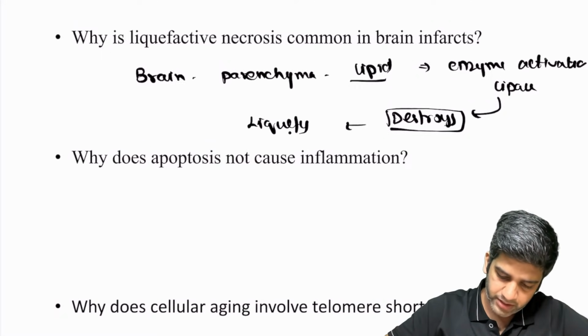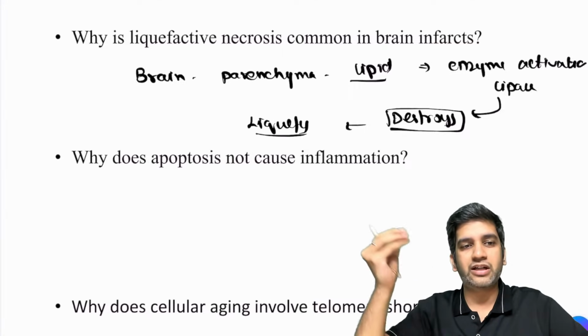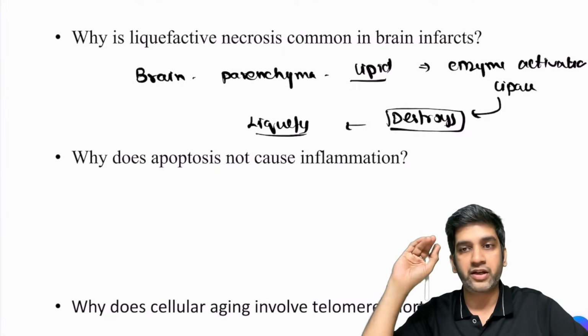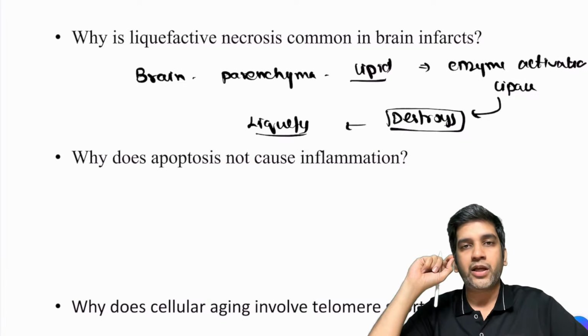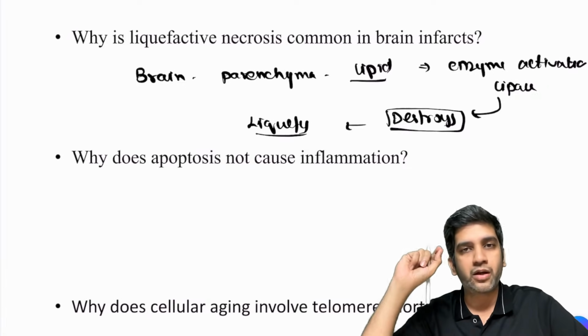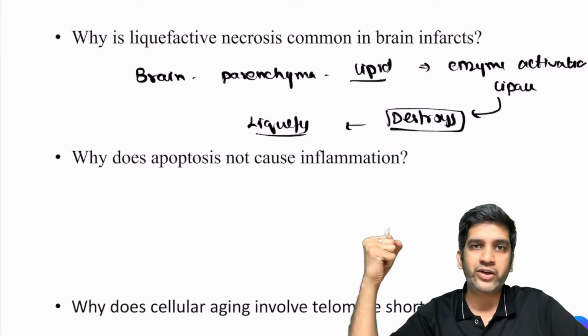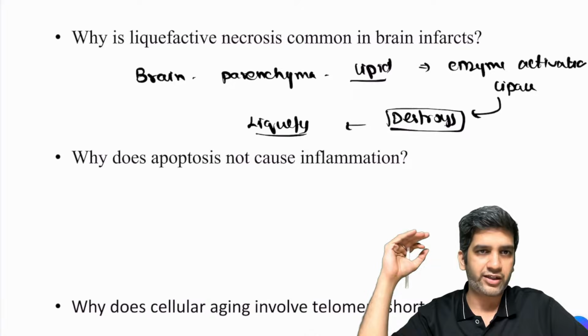Liquefaction is a fat liquefying, like butter becoming ghee. That's what happens primarily to the brain when it's getting infarcted, right? Perfect. It's primarily the enzyme activation, primarily lipase activation, along with many other things which will destroy the brain parenchyma and make it like a liquid once it dies. This is the basic concept of liquefactive necrosis, right?